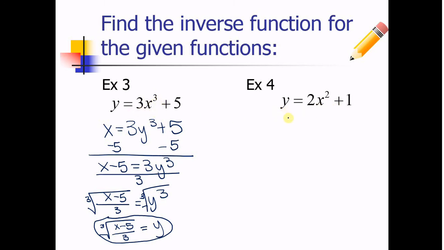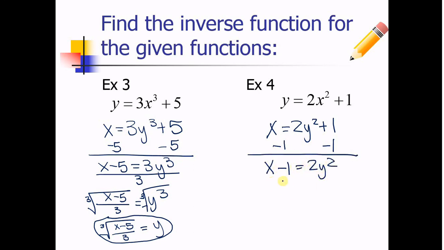Let's try exercise 4, shall we? So let's flip-flop our x and our y. Start solving for y squared. So let's subtract that 1. X minus 1 equals 2y squared. Y squared's not alone. Let's divide by 2.